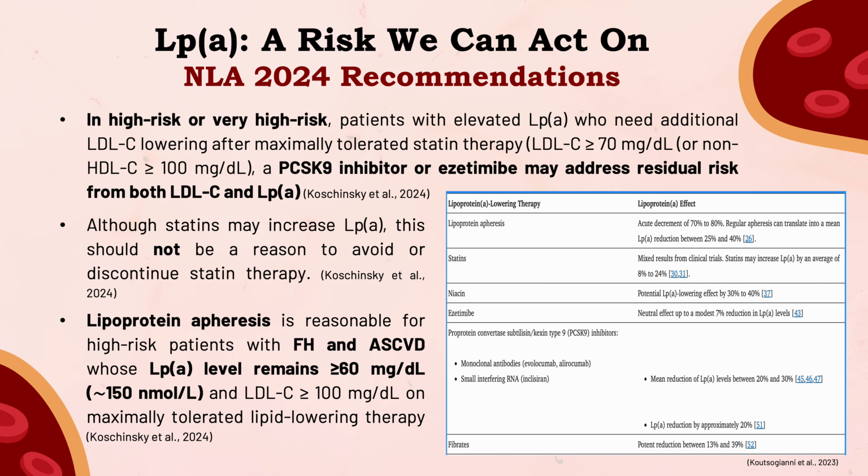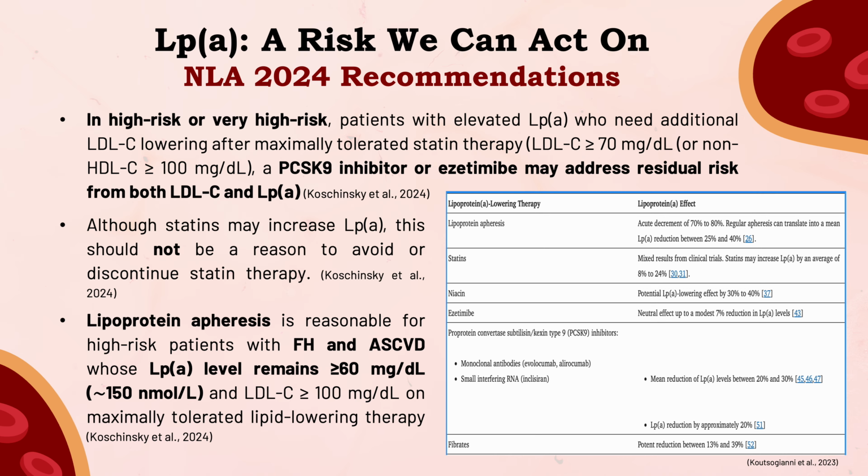Lipoprotein(a) is not just a passive biomarker, it is an actionable target for reducing cardiovascular risk. Several therapies can lower Lp(a). Apheresis can acutely reduce levels by 70 to 80% with sustained reductions of 25 to 40% through regular use. Niacin lowers Lp(a) by 30 to 40%, PCSK9 inhibitors by 20 to 30%, and fibrates by 13 to 39%. Statins, in contrast, may raise Lp(a) by 8 to 24%.